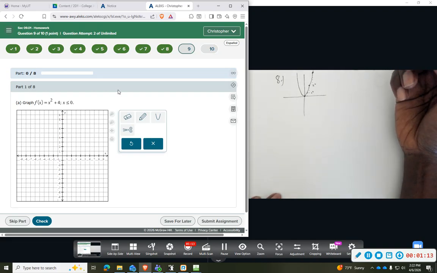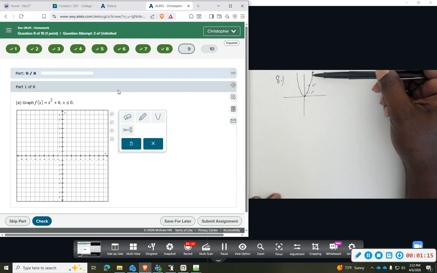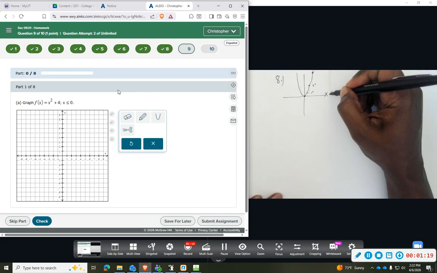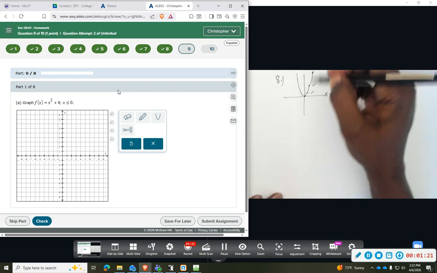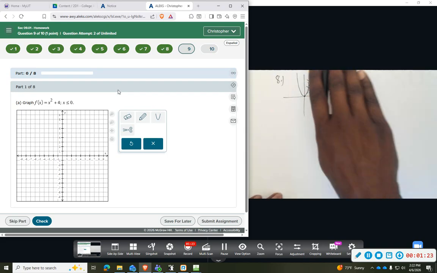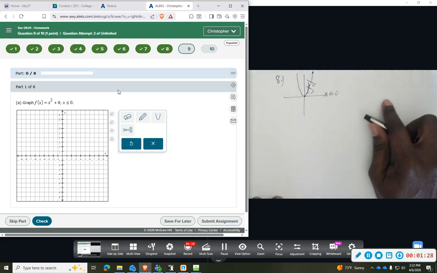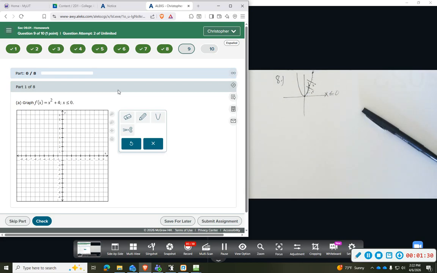What you also want to be aware of is that we're going to restrict this for x is less than or equal to 0. So we're going to be cutting off this right half, and we're going to be focusing on the left half of this parabola. I want to show this in the calculator as well.